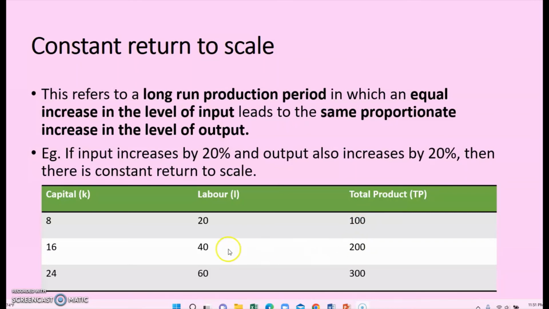Then when capital further increases from 16 to 24, and labor from 40 to 60, we have the total output also increasing constantly from 200 to 300. So we realize that when both inputs are increasing, the output will also be increasing, but at a constant rate. That is the constant return to scale.